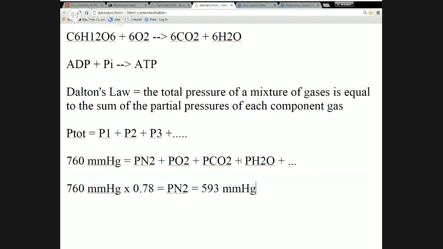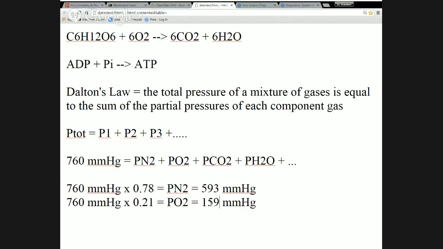We did the same thing with oxygen. Oxygen is 21% of the air that we breathe, and its partial pressure is 10. Wait, that's not right. Yeah, 159. That's right. It's actually 20.9%, so that comes out to 159, not 160. And so we can do the same thing for carbon dioxide and water vapor too.